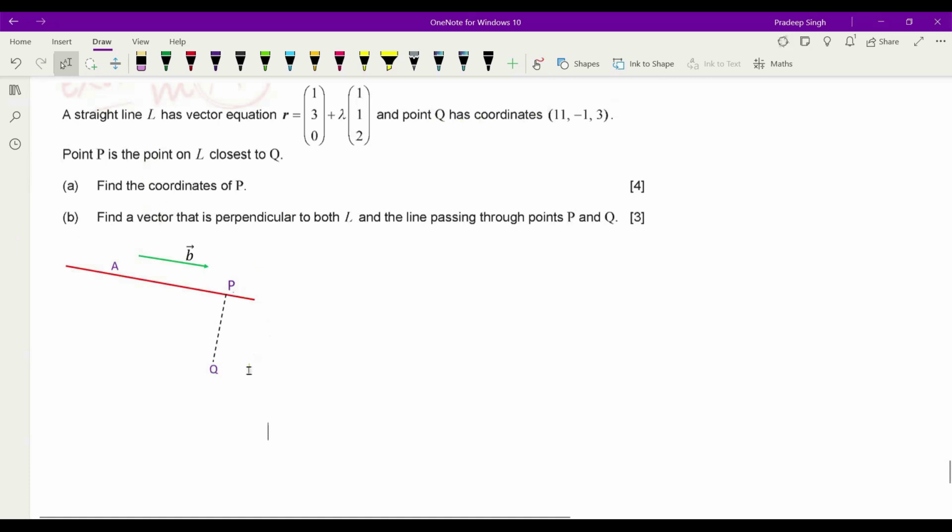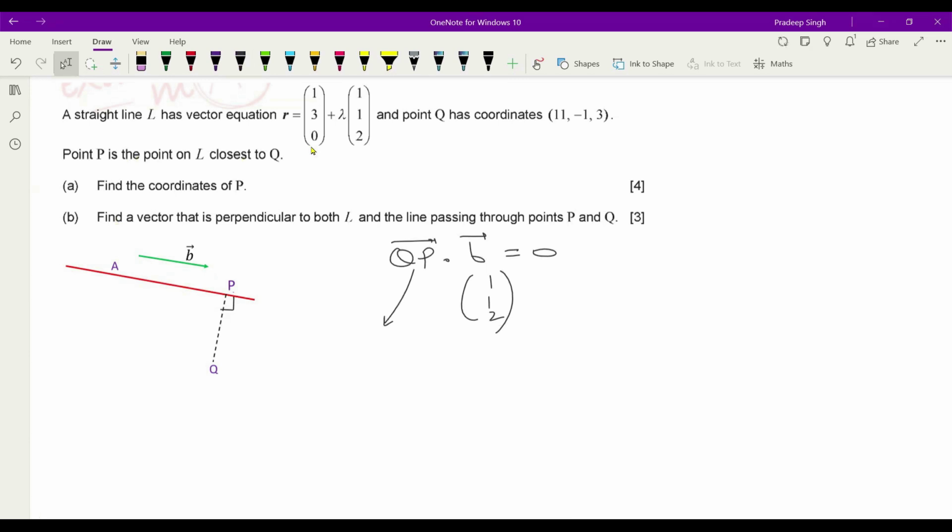So we will employ the same logic. Since QP is the shortest distance, QP is perpendicular to the line, which means QP is also perpendicular to the B vector. Hence, we make use of the fact that QP dot B vector will be equal to 0. Now, from the given equation, the B vector is (1, 1, 2).